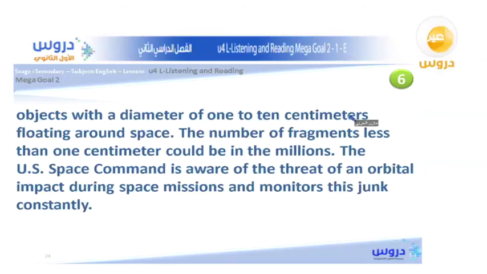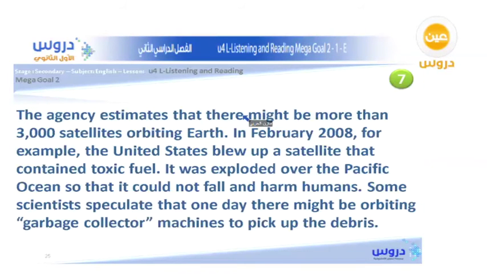The agency estimates that there might be more than 3,000 satellites orbiting Earth. In February 2008, for example, the United States blew up a satellite that contained toxic fuel. It was exploded over the Pacific Ocean so that it could not fall and harm humans. Some scientists speculate that one day there might be orbiting garbage collector machines to pick up the debris. This is really promising.